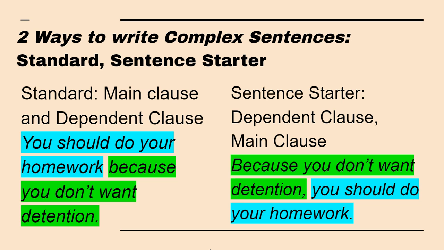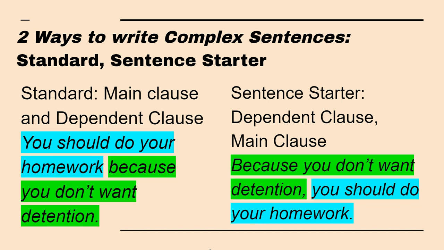The standard way to write a complex sentence is to have a main clause and a dependent clause. So you have a sentence, then you have that word that's going to combine everything in the second part. You should do your homework. Here's our main clause. And we're going to add because you don't want detention. Now, you could always say you should do your homework because you want to get good grades, because you want to learn more, or because you don't want detention. You could write whatever you want there after that because, but here we just have a complex sentence with a main clause and a dependent clause. The main clause in blue comes first, the dependent clause comes second.